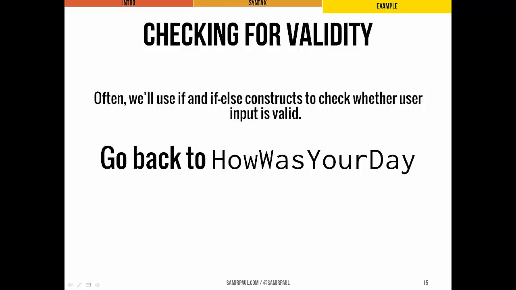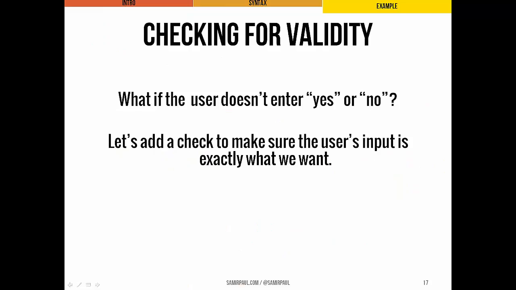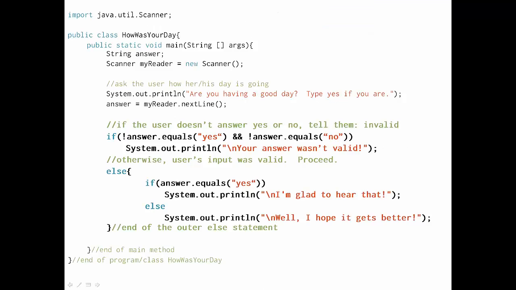actually valid. So let's go back to that program for a second, and we'll see that right now we're only really treating the situation where the user types yes. If they type in anything else, we're assuming it's no. That might not be right. So let's add a check to make sure that the user's input is exactly what we're looking for.